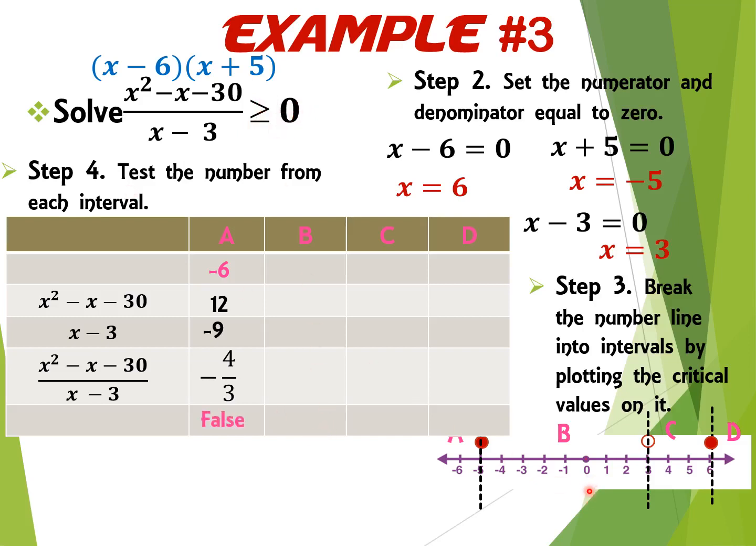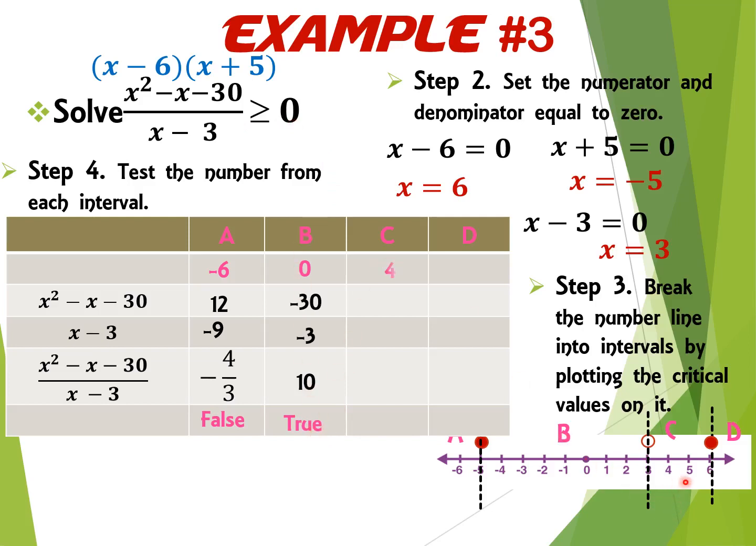And then for partition B, again, let me use 0. So that will give you only negative 30. And then 0 minus 3 is negative 3. Negative 30 divided by negative 3 is positive 10. So 10 is greater than or equal to 0. That will give you true. That is true. So this one is part of the solution set.